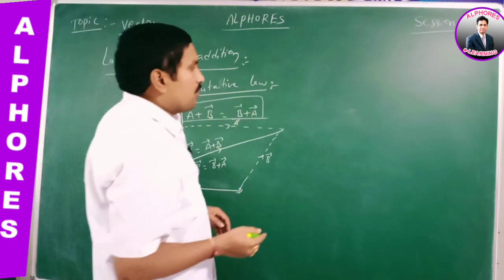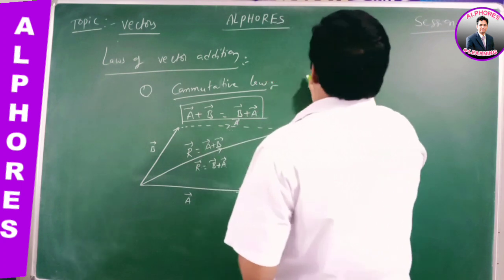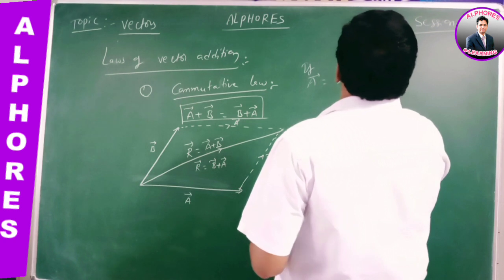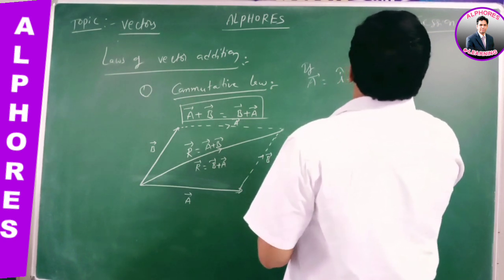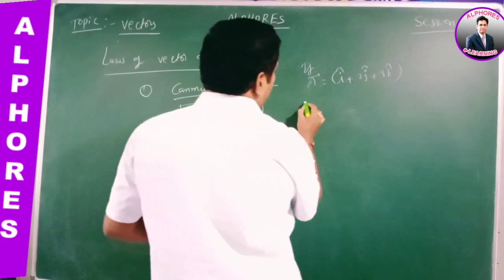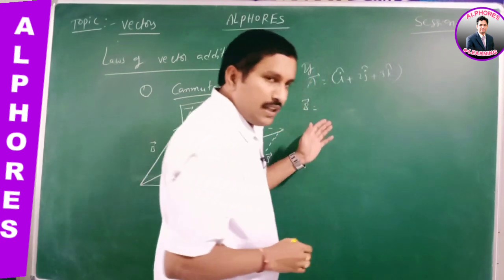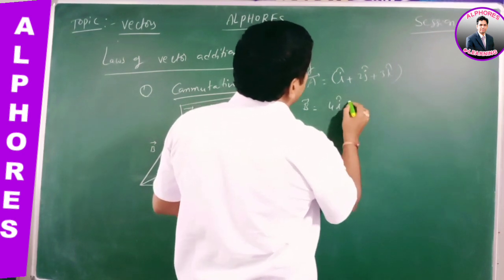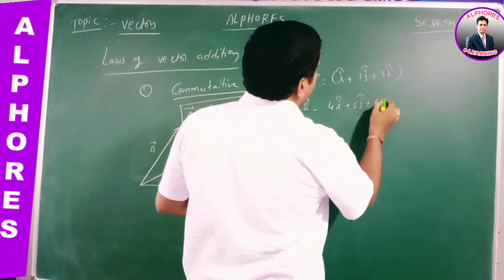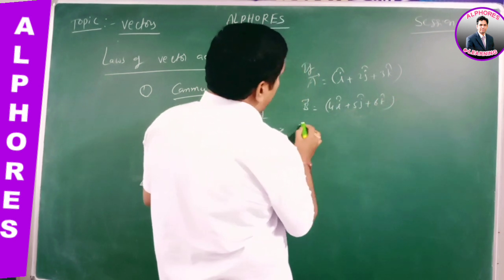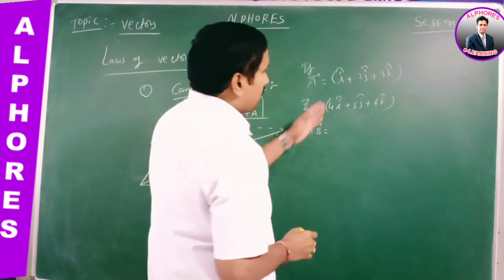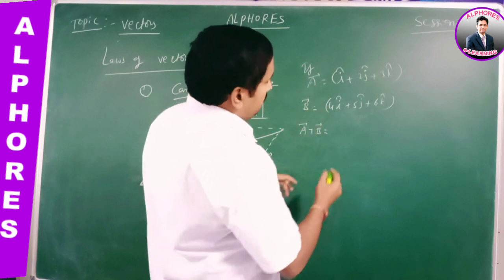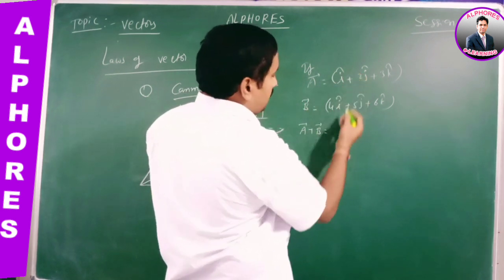Now what is the mathematical approach? How to prove this one? Let us say a bar is equal to a general vector, i cap plus 2j cap plus 3k cap, and b bar is equal to another vector, 4i cap plus 5j cap plus 6k cap. Now what is the value of a bar plus b bar? By adding these two vectors, i cap is common.